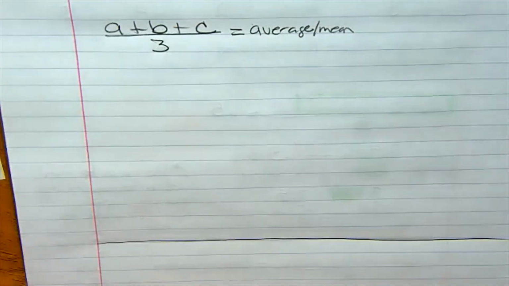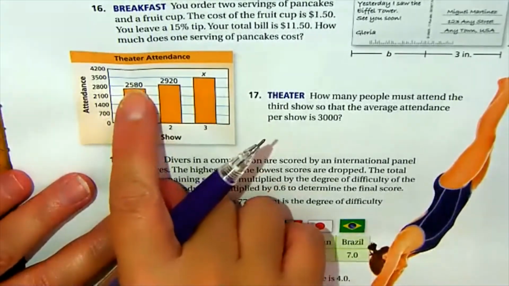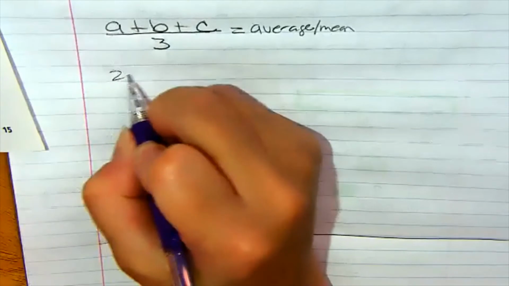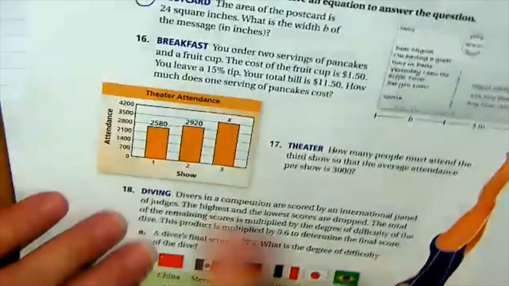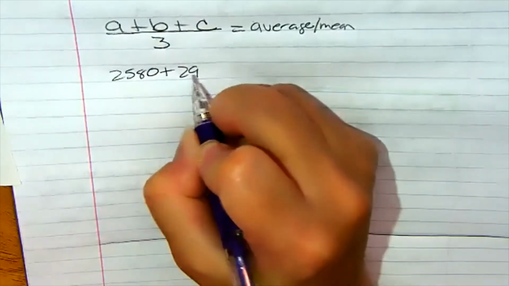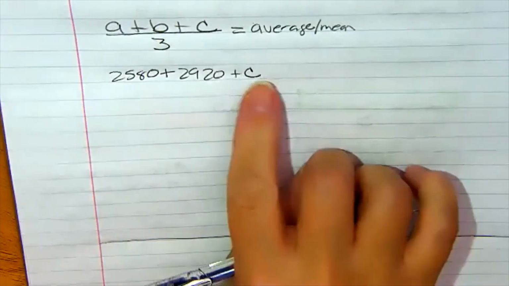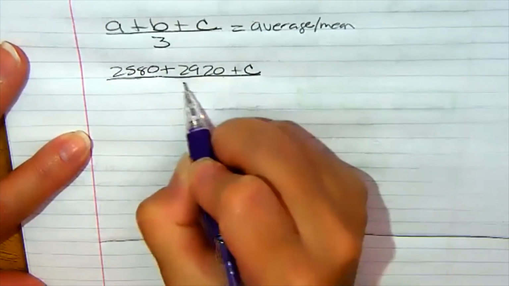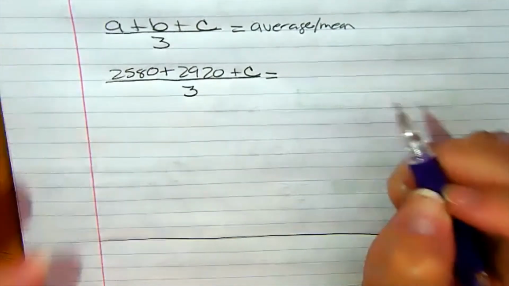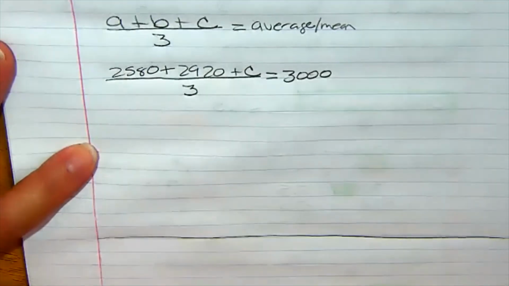So now we start plugging in numbers. 2,580 plus 2,920 plus C, this is what we need to know. We're dividing by 3, and we want an average of 3,000.